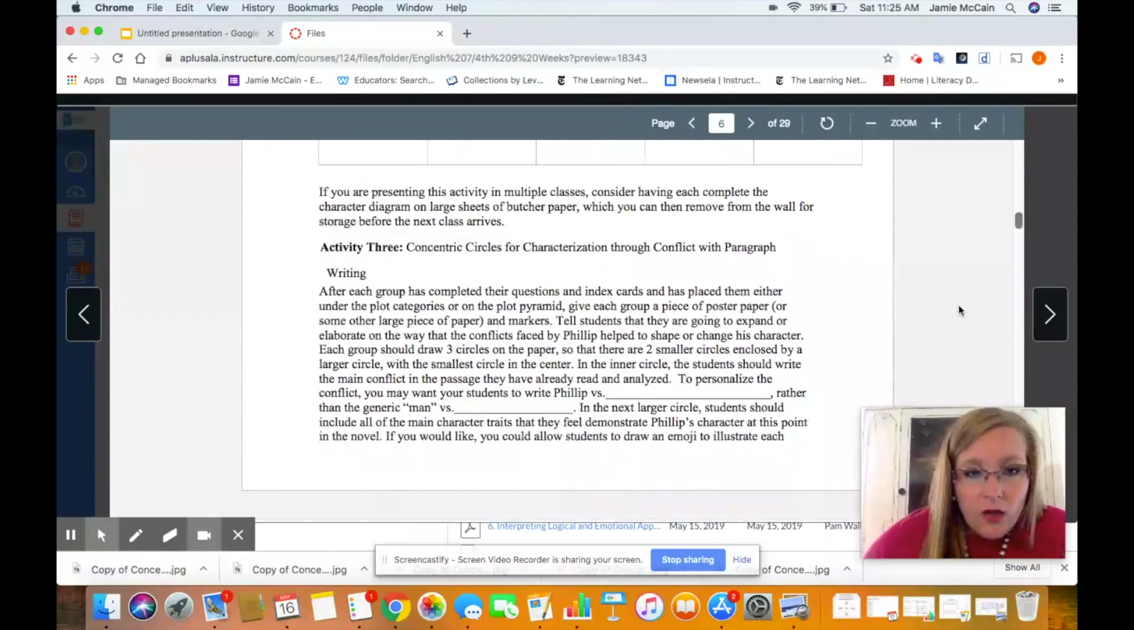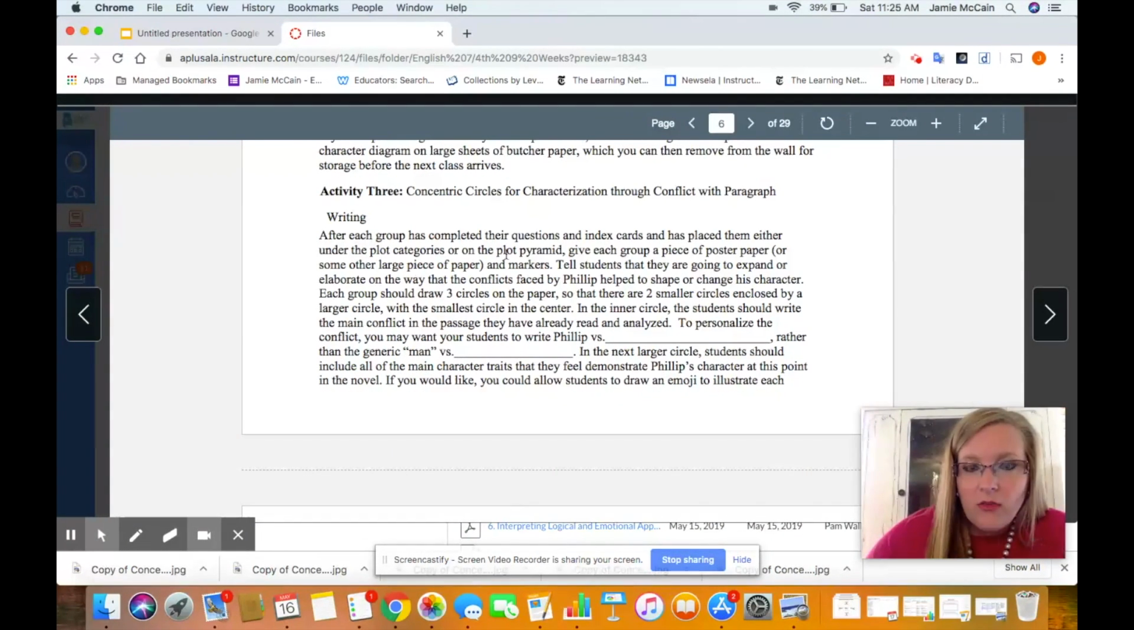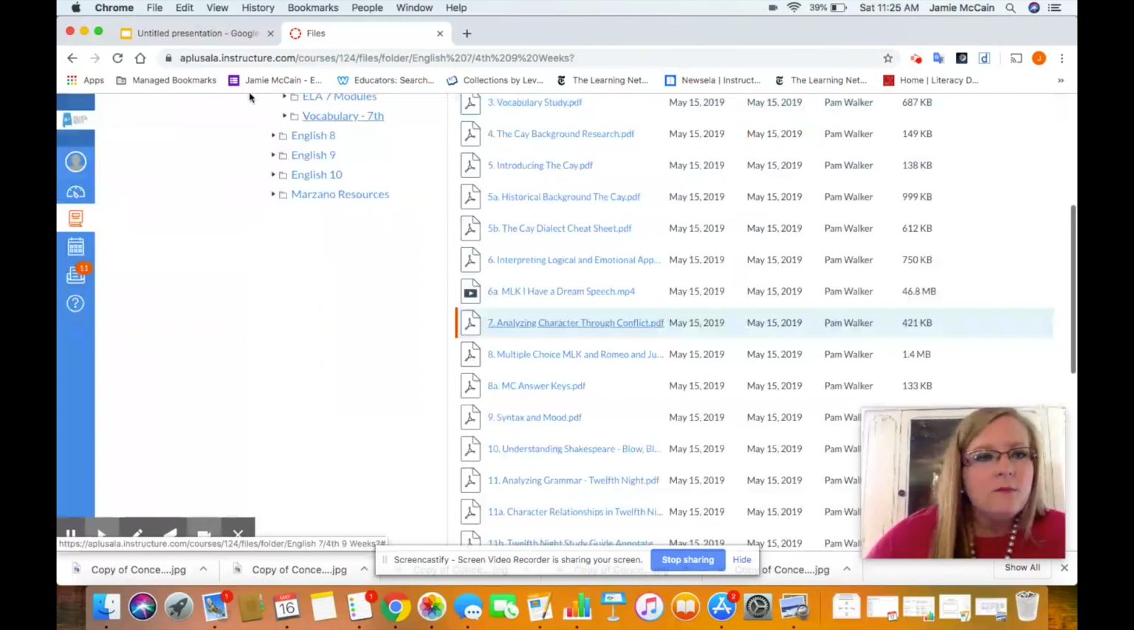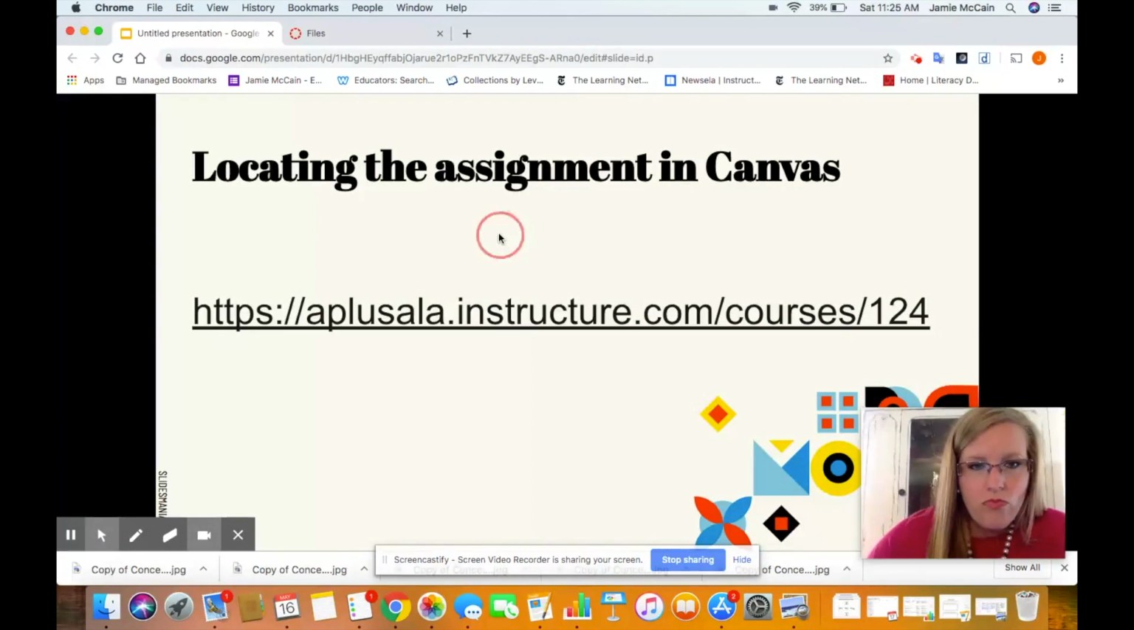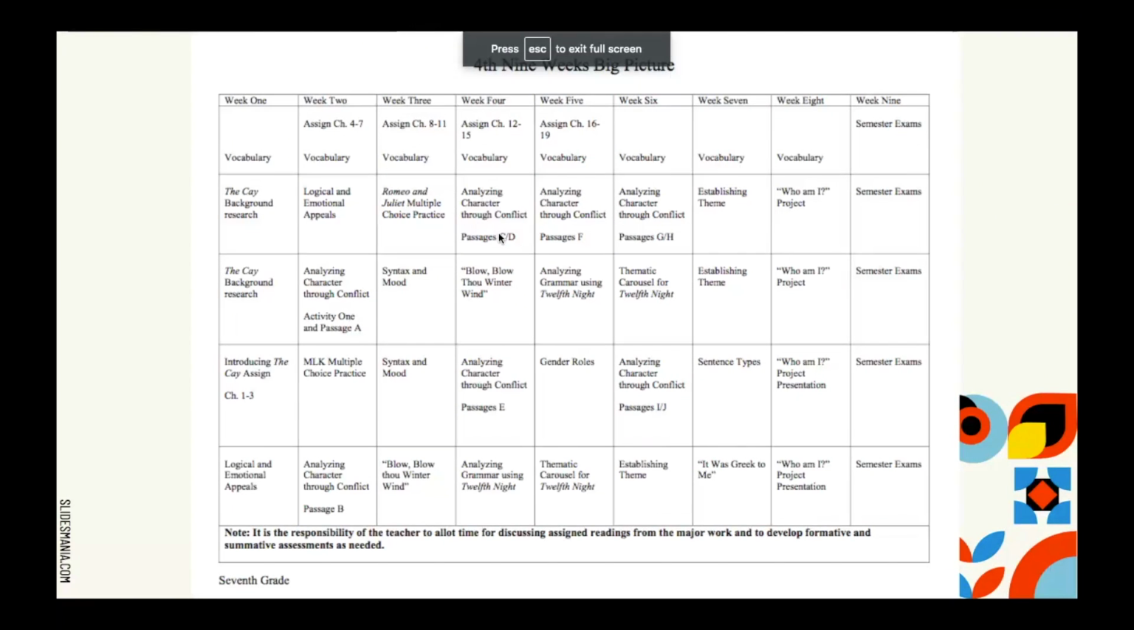All right, so here we finally arrived at activity 3. So you have to scroll down to page 6 to get to what we are looking at today. Okay, so let me get back. And so like I told you, they had already talked about analyzing character through conflict as far as tracing Philip's response to conflict, and developed that character analysis chart.